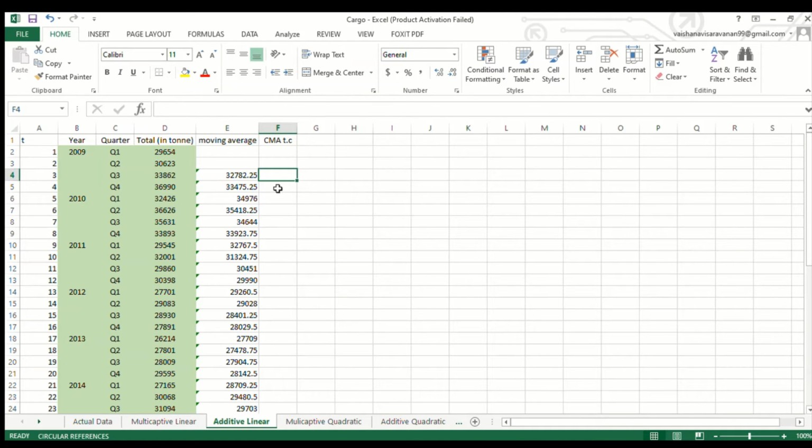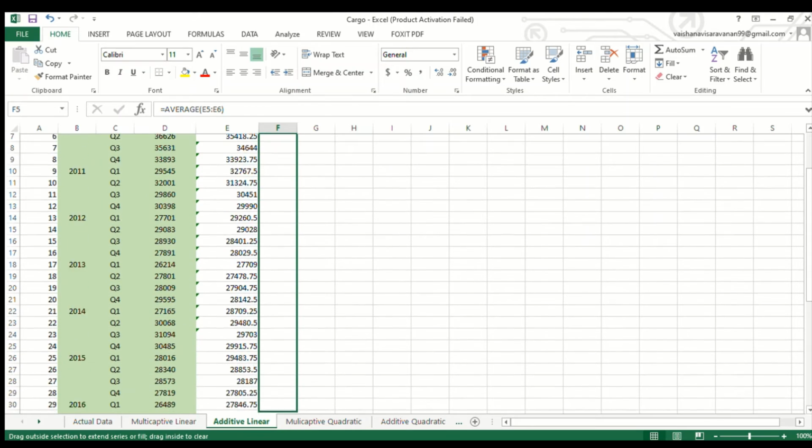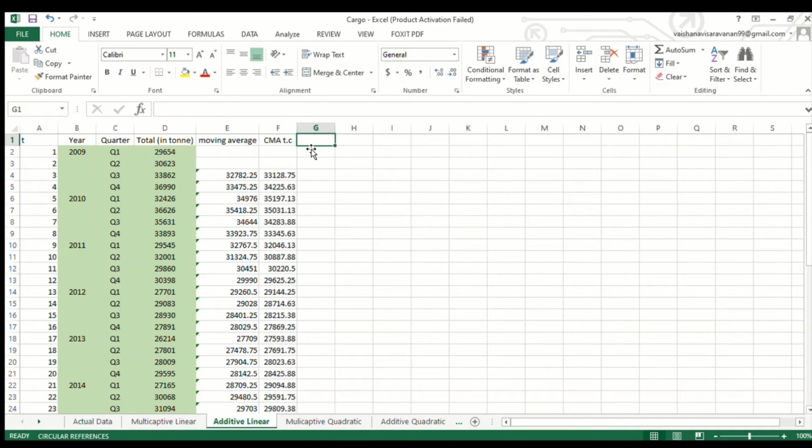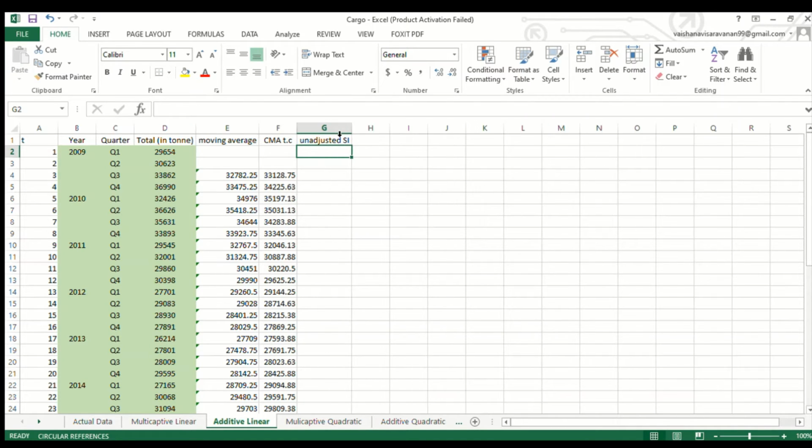To get the centered moving average value, we are going to obtain the average of E4 and E5. For the next one, we obtain the average of E5 till E6. And this goes on for every cell. After finding the C and A, we are going to get our unadjusted SI. Our unadjusted SI is equal to actual value minus centered moving average value.